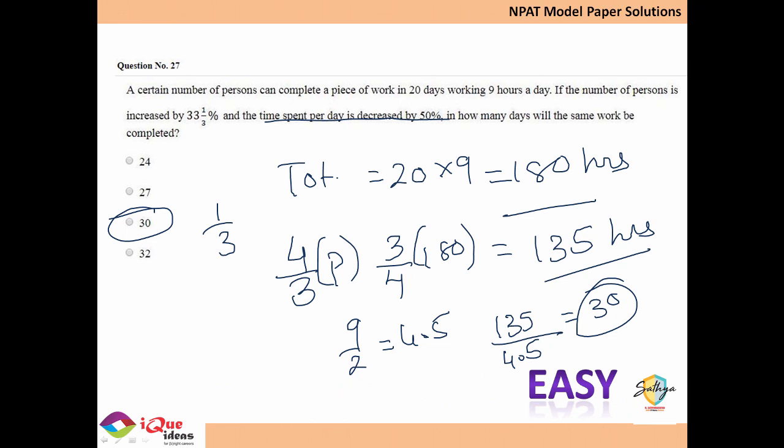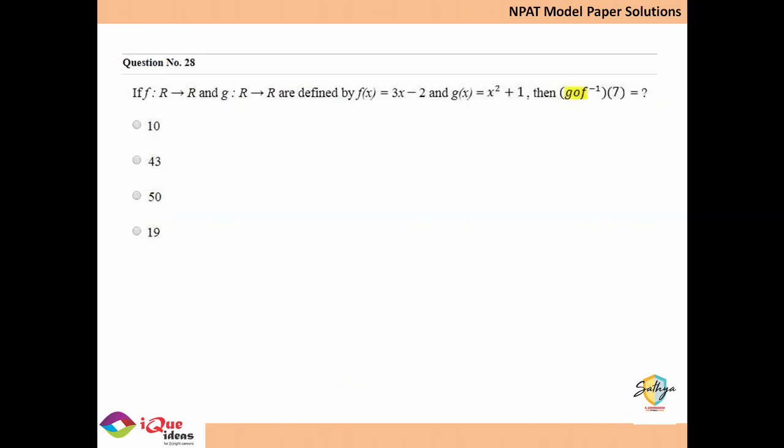Definitely an easy sum that can be completed in the exam. Okay, now functions. Function f is from the real to real. That means the input is a real number, and the output is also a real number. G is also from real to real. Input is real, output is real.